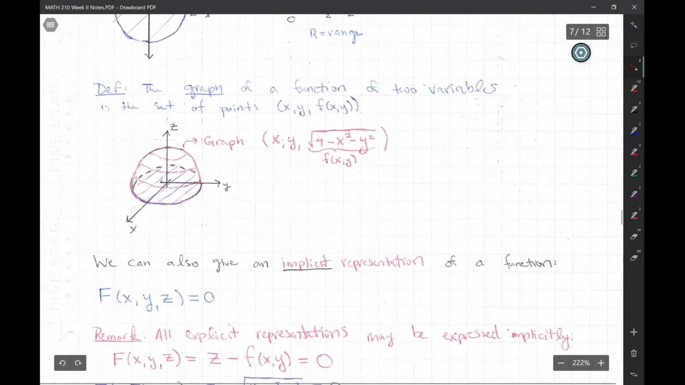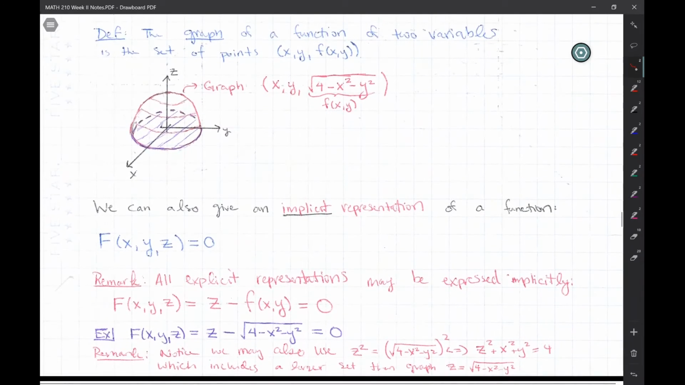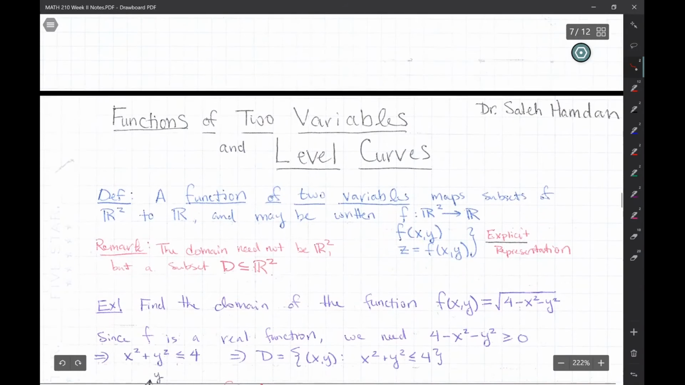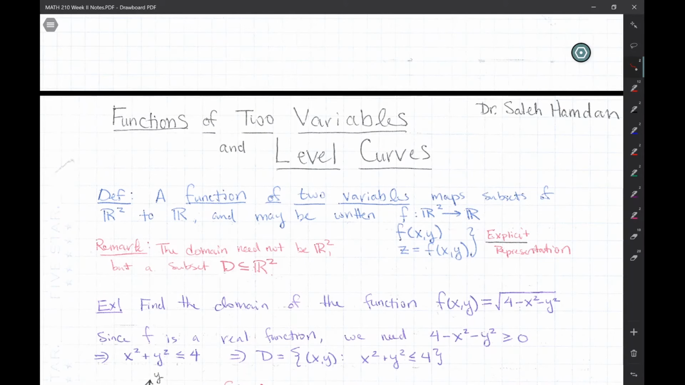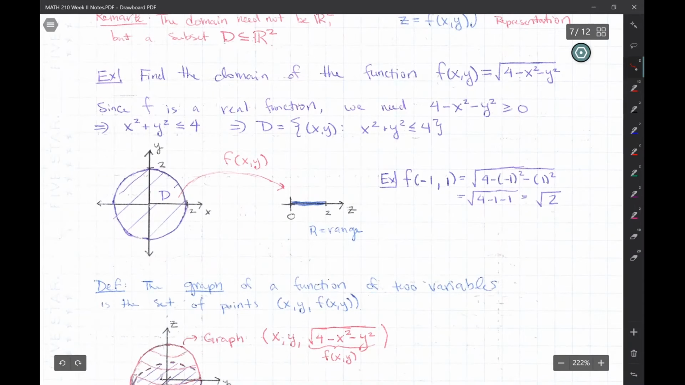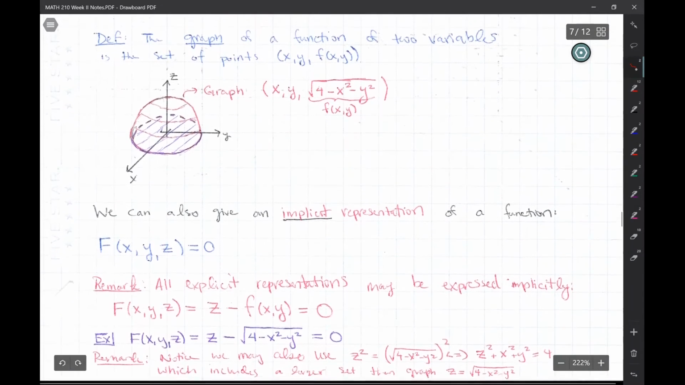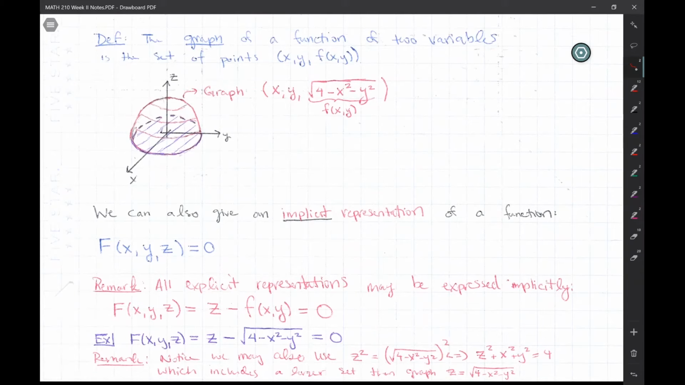But we may also give a function implicitly. So up there I told you, when you write out f of x, y and you actually give the expression for how you would get z given x, y, that's called explicit, which you see right here as an example. You could also give an implicit representation of a function. And you could always do this.